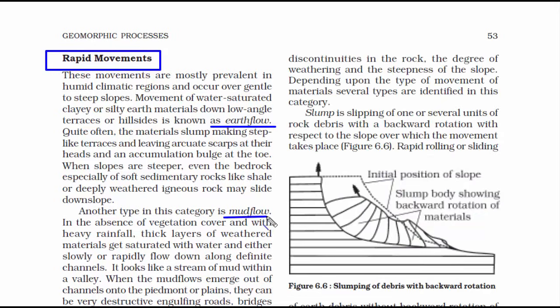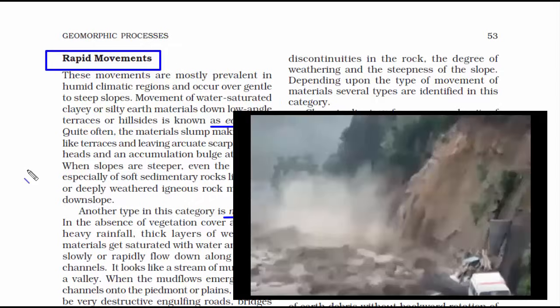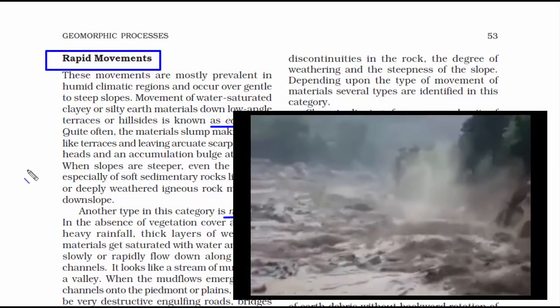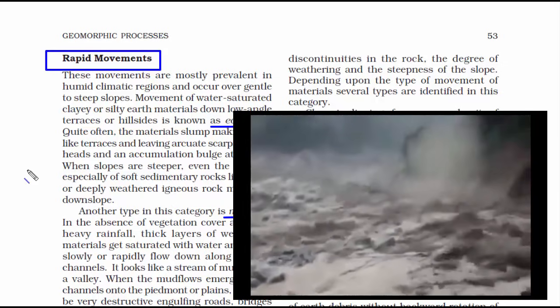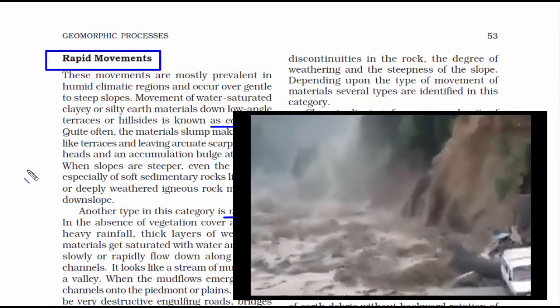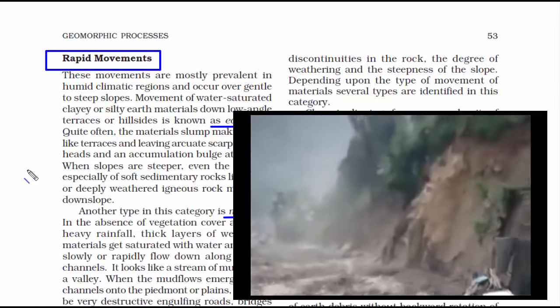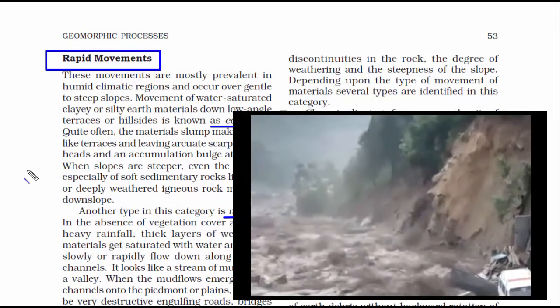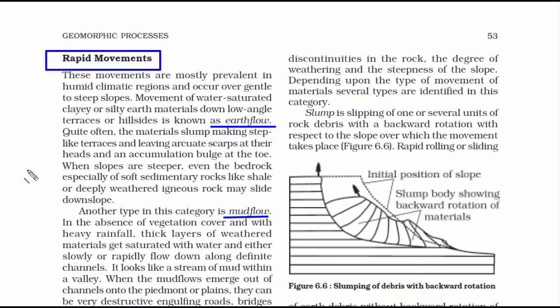Now the second one is mudflow. It is somewhat similar to earthflow, but a little bigger in quantity. You have seen an example of mudflow on TV in recent times. You must be aware of the natural disaster that occurred in Uttarakhand due to heavy rainfall. More importantly, you must be familiar with the scene where thick layers of soil and rock debris got saturated with water and rapidly came down from the hilly areas. This is an example of mudflow. They are highly destructive. In this case, you have witnessed how it damaged roads, houses, bridges, etc.